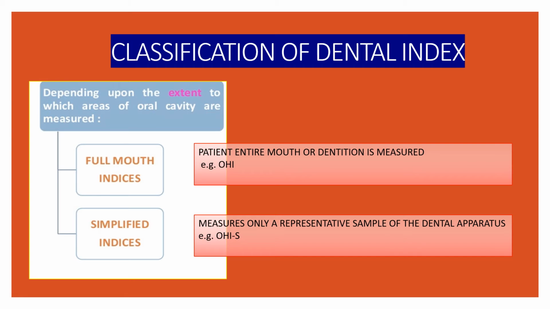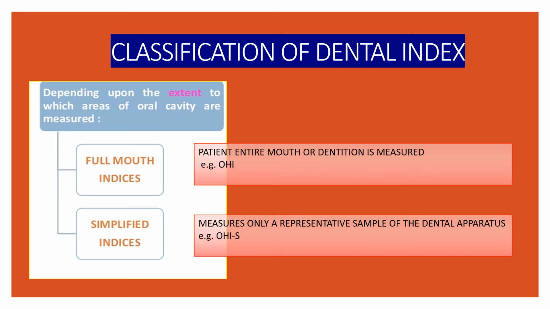Another classification depends upon the extent to which the areas of the oral cavity are measured. Either it could be full mouth indices or simplified indices. So what are full mouth indices? The patient's entire mouth or dentition is measured, like OHI. Why? Because we are considering where the greatest amount of debris or calculus will be present, and we are going to take that too. There are also indices like the periodontal index, where you are going to take the entire dentition.